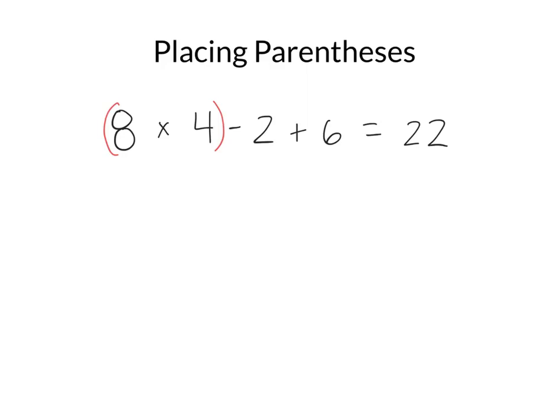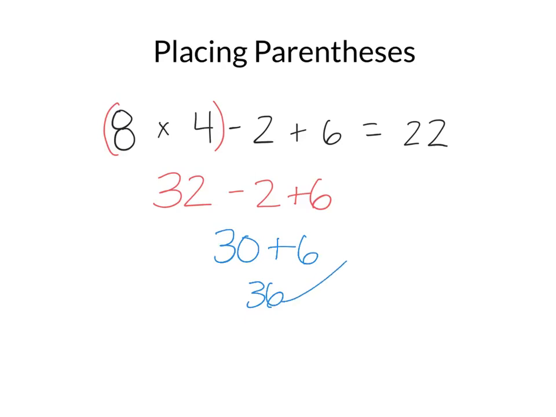So if I have parentheses here, that means I need to do this step first. So 8 times 4, that's 32. I keep everything else the same. I do add and subtract in the same step. So I move from left to right. So the first that comes up is 32 minus 2. I can change that to 30. Keep everything else the same. 36. Nope, so that did not give me the answer I was looking for. So I know that this is not the correct location for the parentheses.